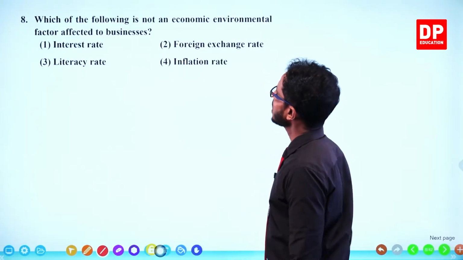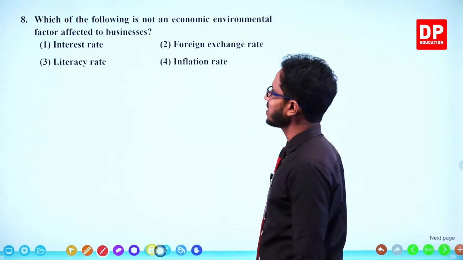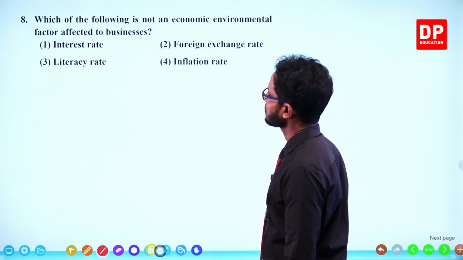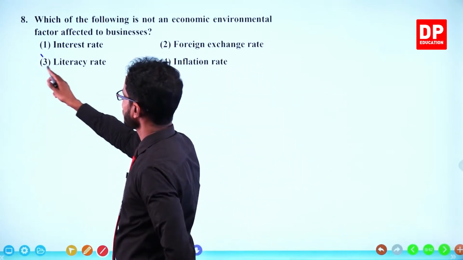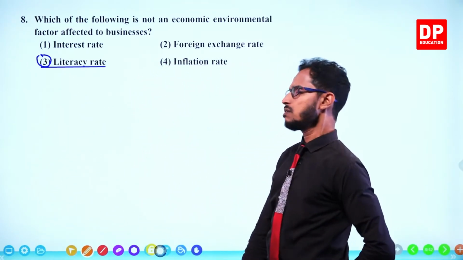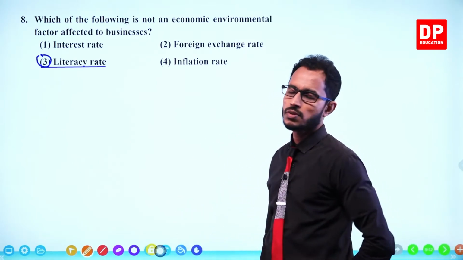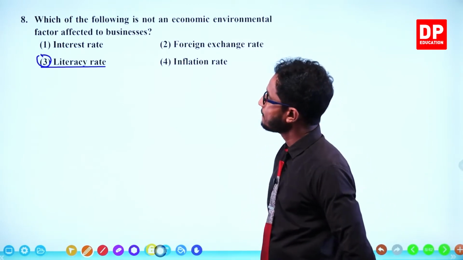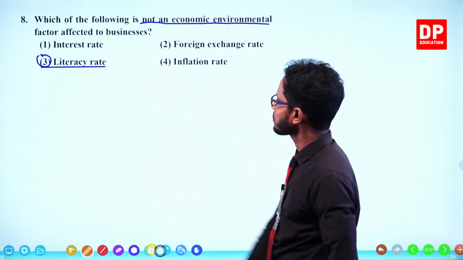Which of the following is not an economic environmental factor affecting business? Interest rate is an economic environmental factor. Foreign exchange rate, yes. Inflation rate, yes. Literacy rate, that is not an economic environmental factor. Literacy means the ability of people to read and write, the educational level. Next.